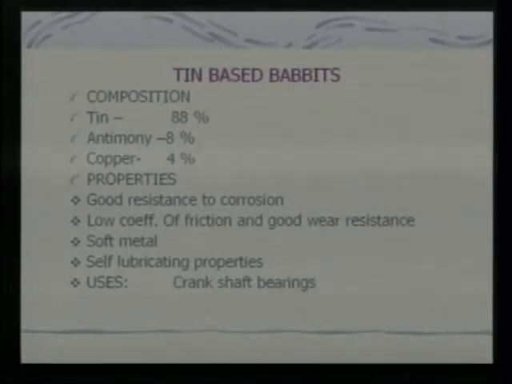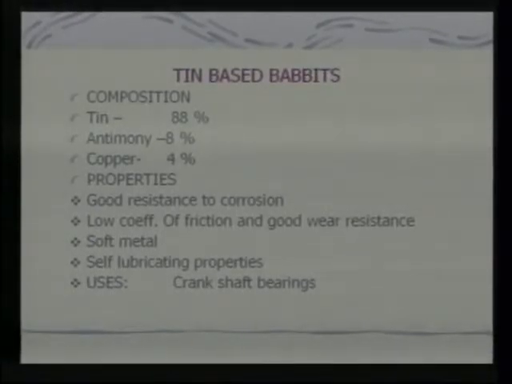The properties are like this: good resistance to corrosion, low coefficient of friction, and good wear resistance. Wear resistance means it is not going to form any abrasions when subjected to load or abrasion. Soft metal, with self lubricating properties, that is, even if you do not apply any lubricant, it has inherently lubricating properties. Therefore, it is used for crankshaft bearings.